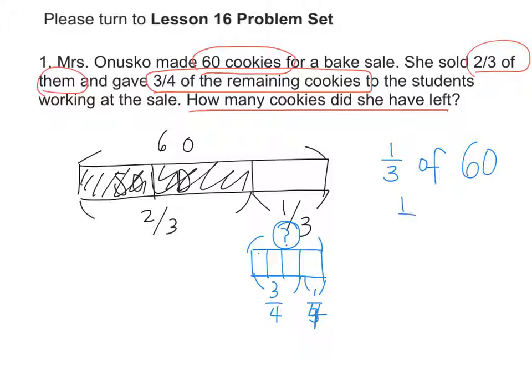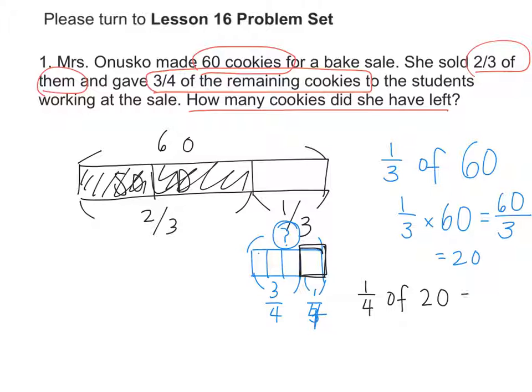So 1/3 of 60 is the same as 1/3 times 60, which is the same thing as 60 over 3, which is? 20 cookies. So that means after the bake sale, she had 20 cookies left. But she gave 3/4 of those 20 away, didn't she? And so she had, how much did she have left? 1/4 of 20, right? So 1/4 of 20 is the same as 1/4 times 20, which is the same as 5. And what's our label? Good. Is it 5? I guess 5 of the cookies works, but you can also just write 5 cookies.